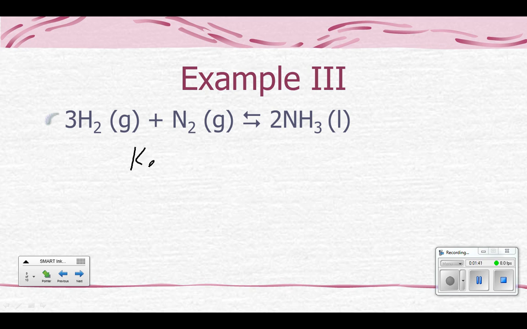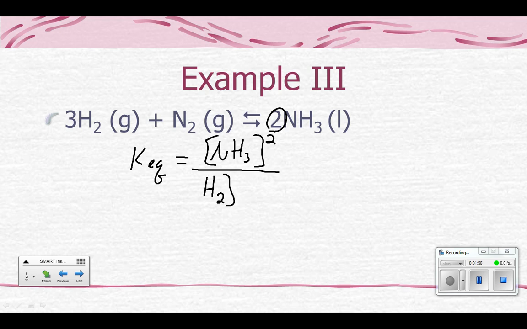So Keq here is going to be the products, which will be NH3 in square brackets, and the number in front of that is 2, so we'll square that. And on the bottom, hydrogen is a reactant, square brackets, and there's a 3 there, so we cube that one, times nitrogen. And there's a 1 in front of that, so we don't have to do anything.